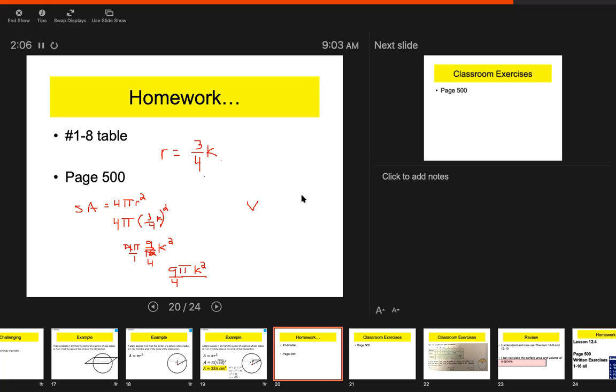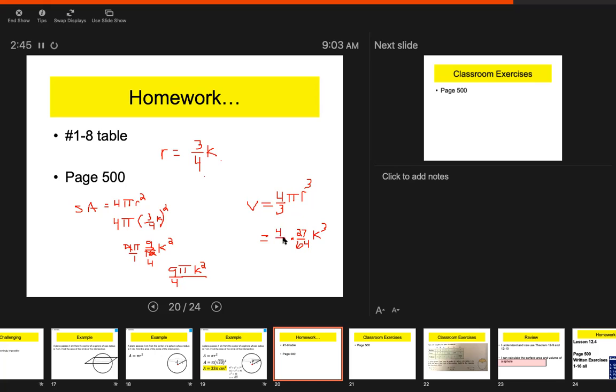Volume is equal to 4/3 pi r cubed. It's the same problem, it's just got more stuff going on. So I need to cube 3/4 k. 3 times 3 times 3 is 27. 4 times 4 is 16, times 4 is 64. So we get 27 over 64 k cubed. I'm just cubing it. And then we need to multiply that times 4/3 pi.